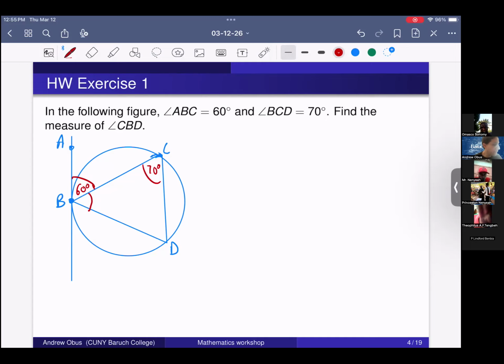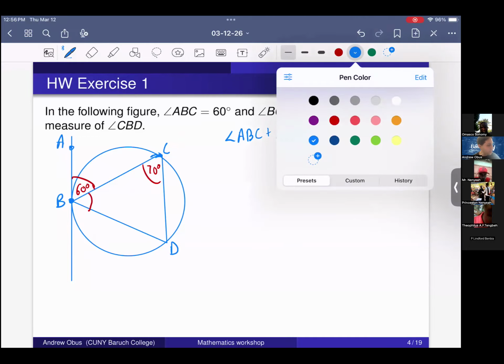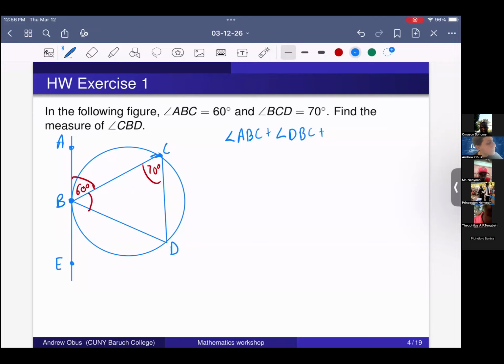Secondly, measure angle ABC plus measure angle DBC, plus then we are asked to find measure angle DBE. I'll label an extra point E down here. So it would be measure angle CBE, or DBE? DBE, sorry, DBE, equal to 180 degrees. Great, so this is a great thing to begin with, right?